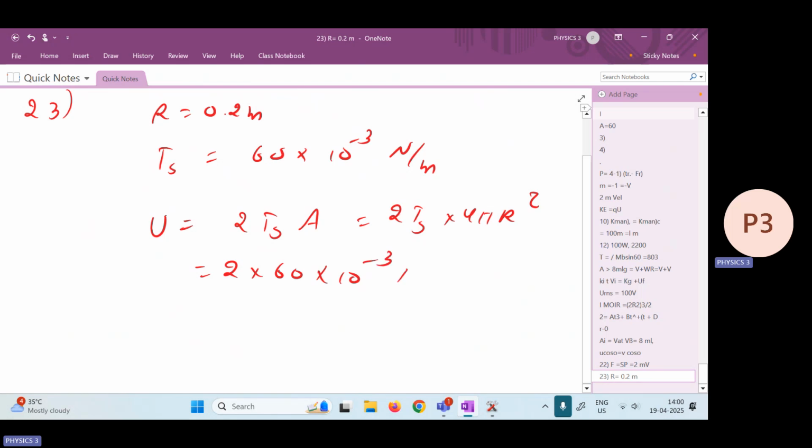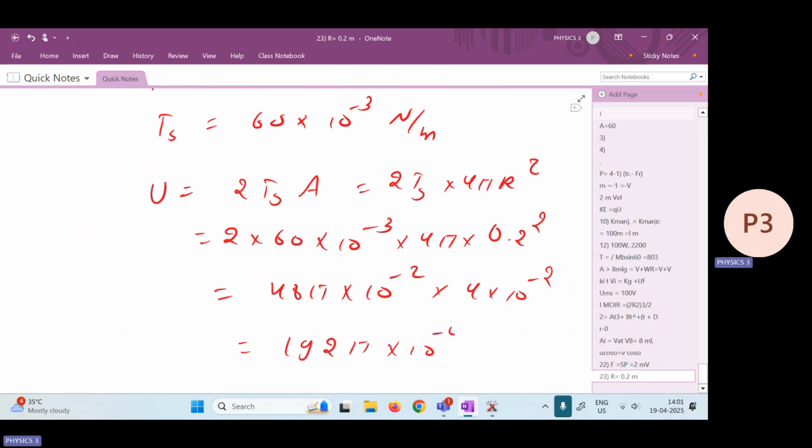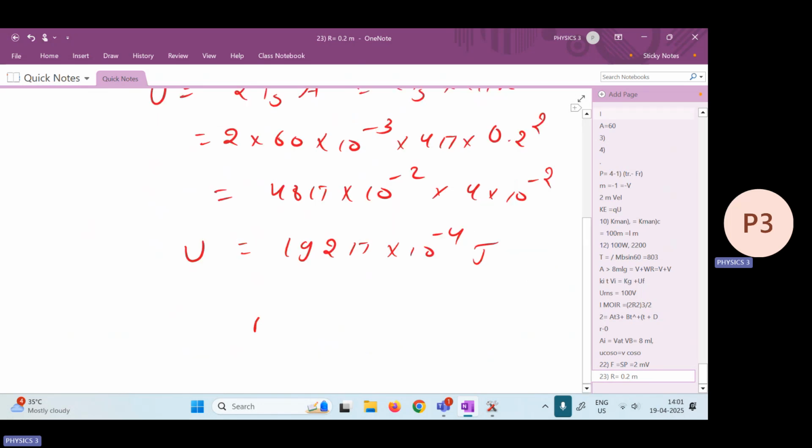Into 10 to the power minus 3 into 4 pi into 0.2 square. Okay, so that will be like 12 fours are 48 pi into 10 to the power minus 2 into 4 into 10 to the power minus 2. So that will be like 192 pi into 10 to the power minus 4 joule, right? So D option is absolutely true in this situation. Okay, now let's go to the next question.